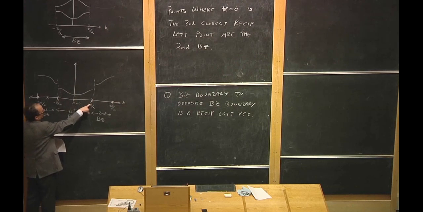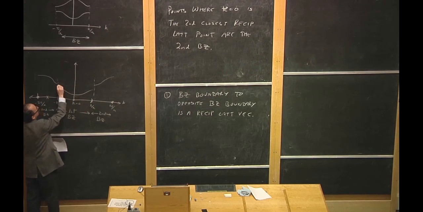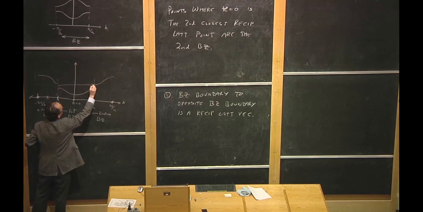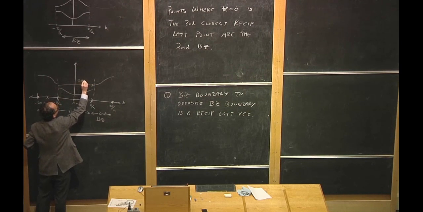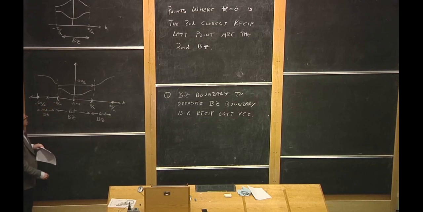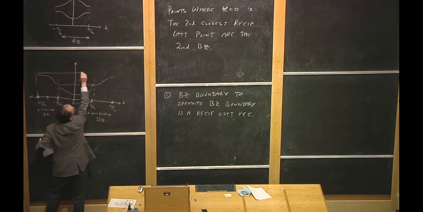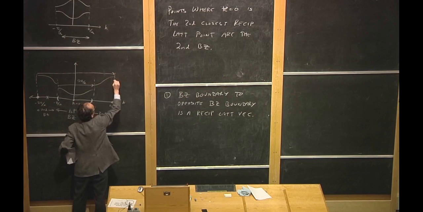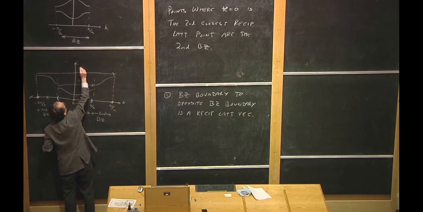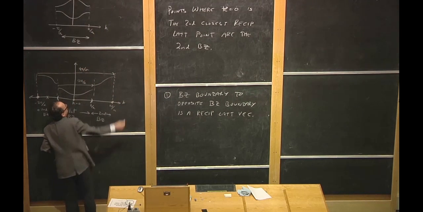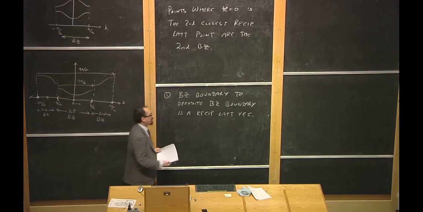Here's another one. It's the opposite one from minus pi over a, which is plus pi over a. The distance between them is 2 pi over a, which is indeed a reciprocal lattice vector. Similarly, here's a boundary between the second Brillouin zone, and out here would be the third Brillouin zone. So it's a Brillouin zone boundary. The distance from it to the opposite Brillouin zone boundary over here at plus 2 pi over a is 4 pi over a, and that is also a reciprocal lattice vector. That is generally a true statement.